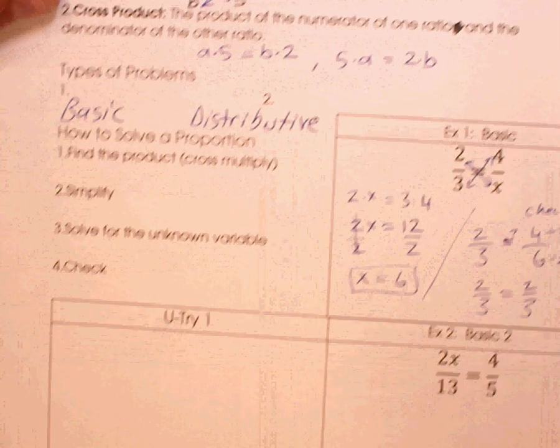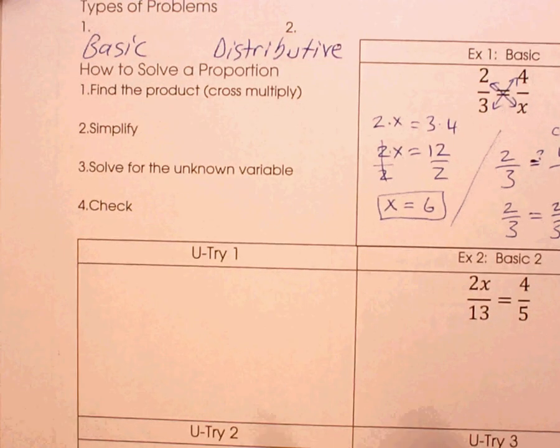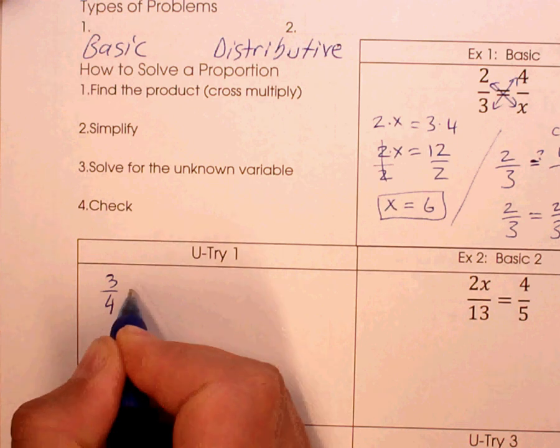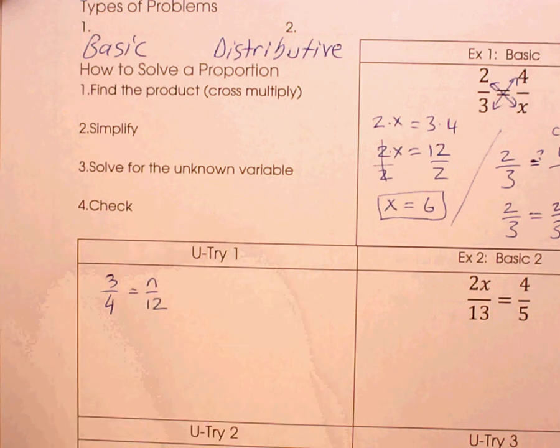Now here's an example for you to try. 3 over 4 is equal to n over 12. Do your cross multiplication, multiply, then solve for n. Don't forget to check.